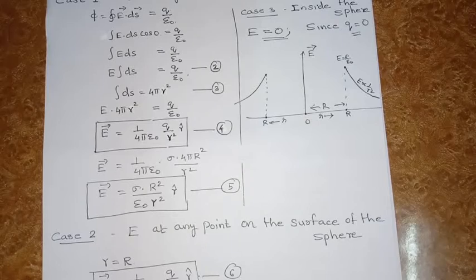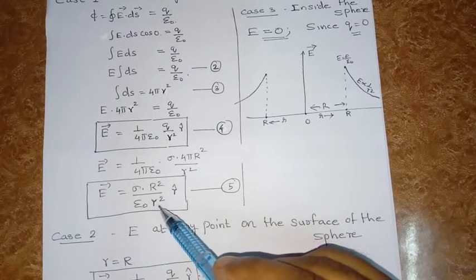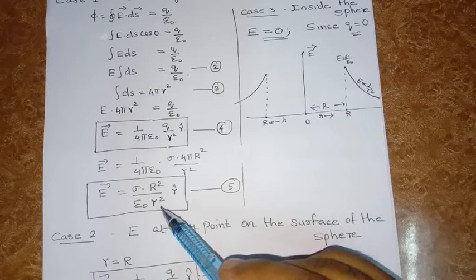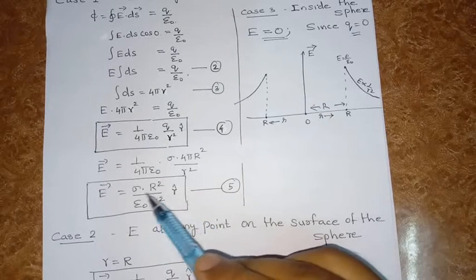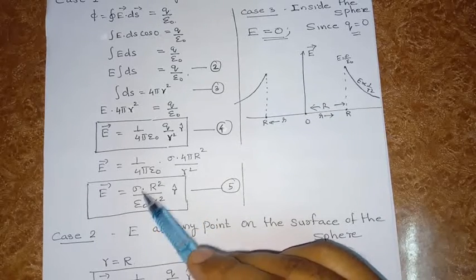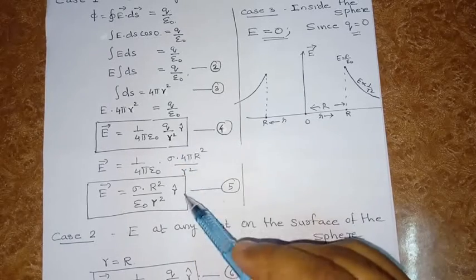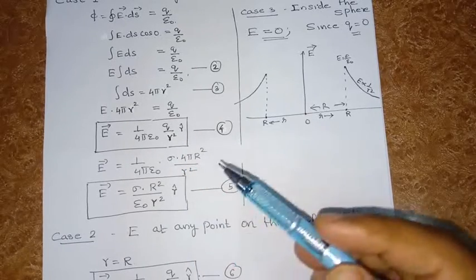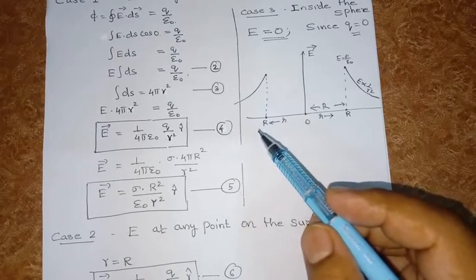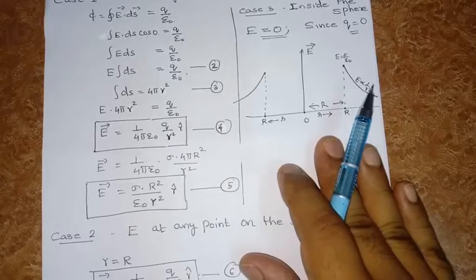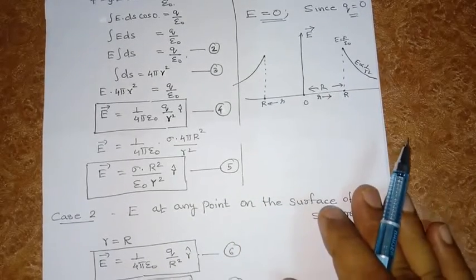Electric field due to a charged conducting sphere decreases as the distance of the point from the center of the sphere increases. Okay, so this is the equation in terms of charge density sigma. This is the equation in terms of total charge given Q. So these two are the electric field equations due to a charged conducting sphere at any point outside the sphere. Now case number 2, electric field at any point on the surface of the sphere.